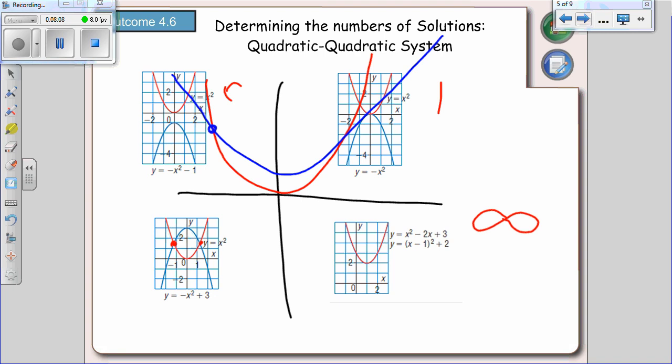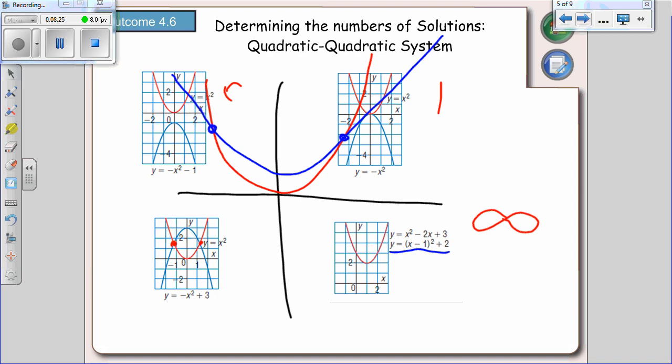So the only way that you would get 2 graphs that are perfectly on each other is if they're the exact same graph. And the only way you would get one that's the exact same but just above it and not touching is if you had this form and they had different Q values, but everything else was the same.